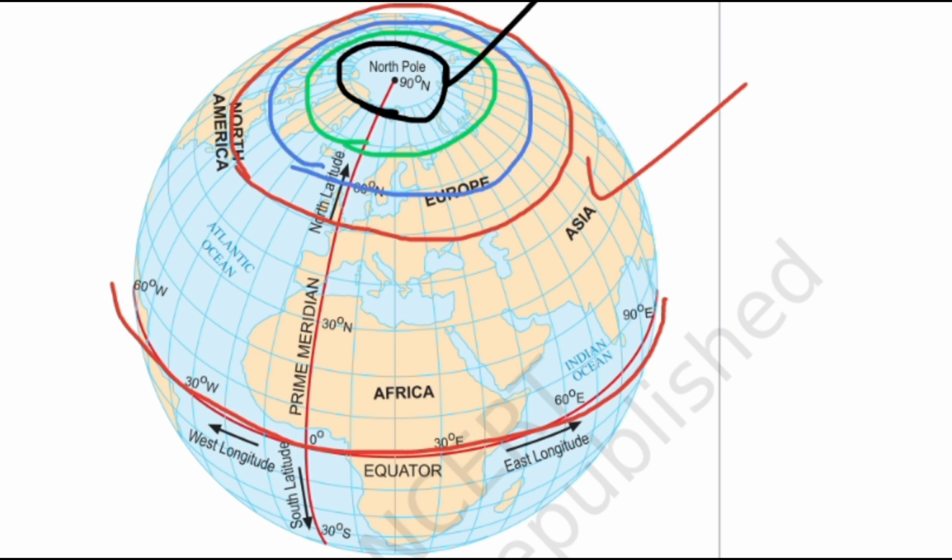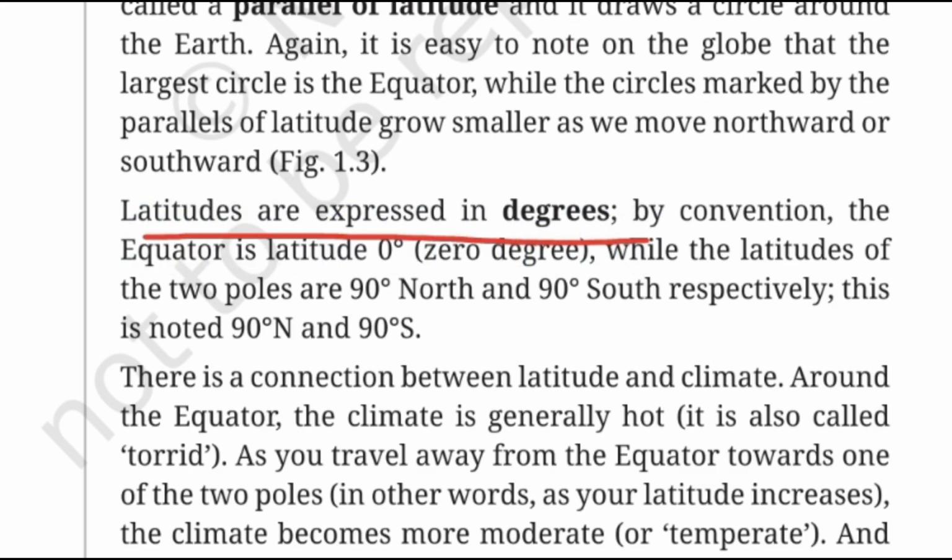That means if you are moving towards the pole from the equator, the diameter of that particular circle will be reducing, isn't it? So that's what they are saying. I hope it's clear. Latitudes are expressed in degrees. We can understand what you mean by this particular degree.